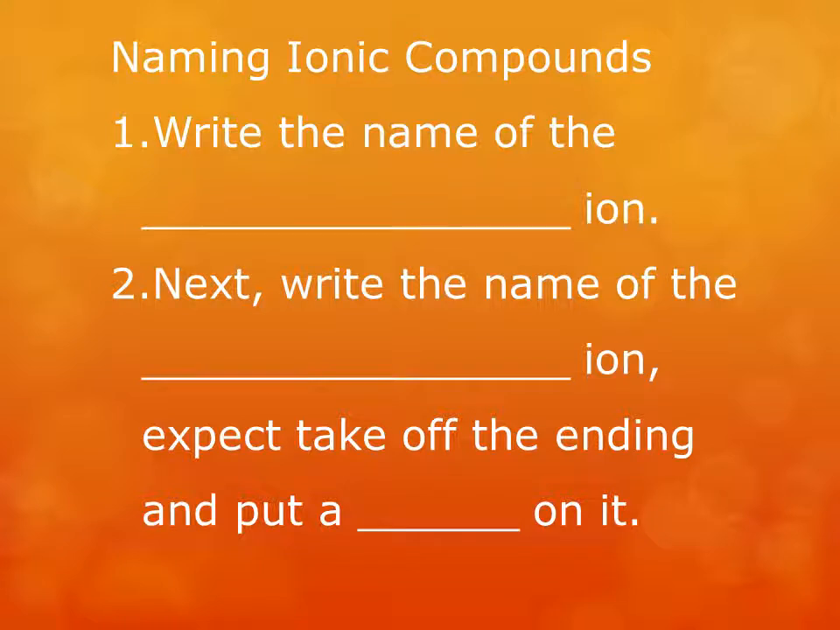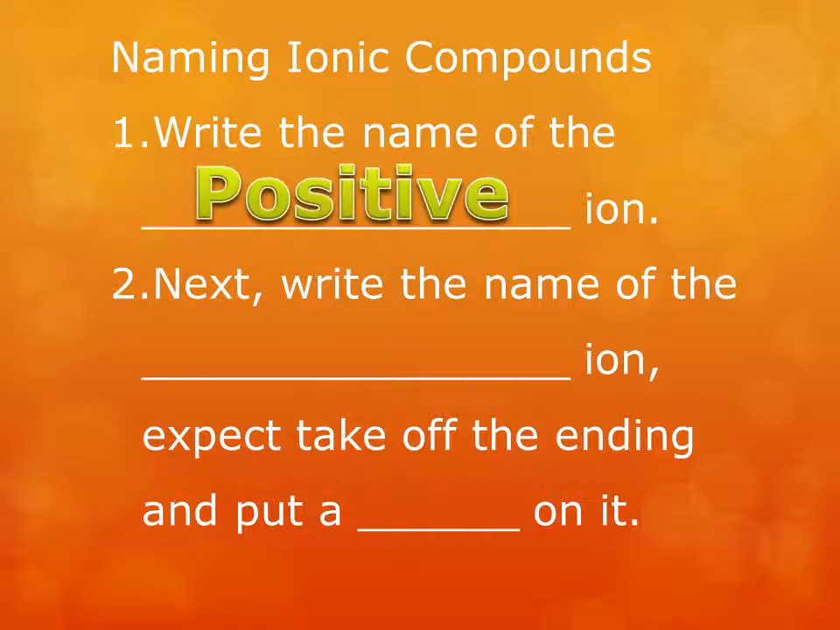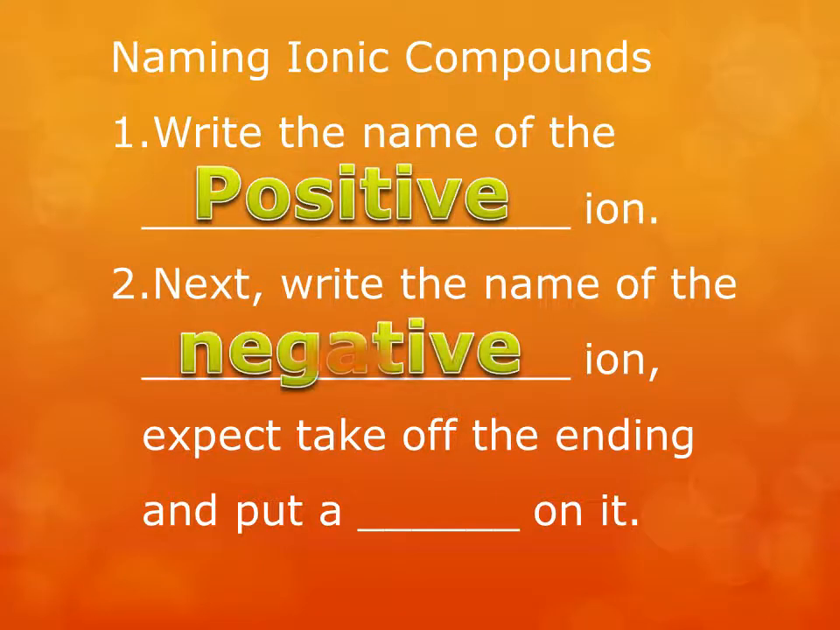Okay, so here are our naming rules. We're going to write the name of the positive ion. And remember that positive one came first. And so then we're going to write the name of the negative ion. And instead of just writing that whole thing down, we are going to take off the ending and put an IDE on it. So you may have heard this before, like you've heard of sodium chloride. Okay, so it's not sodium and chlorine, it's sodium chloride.